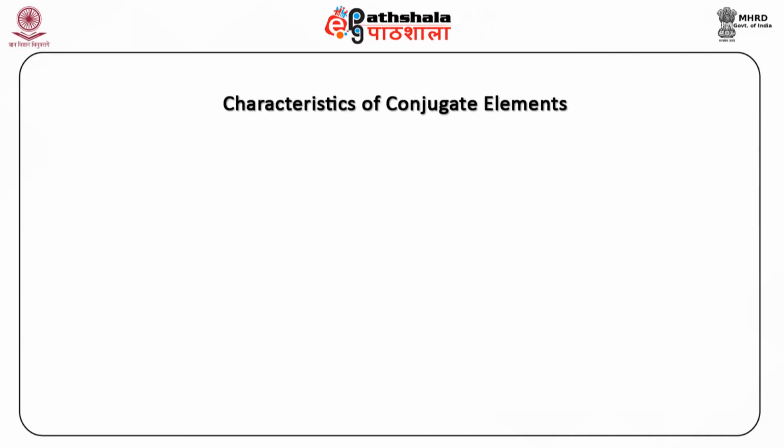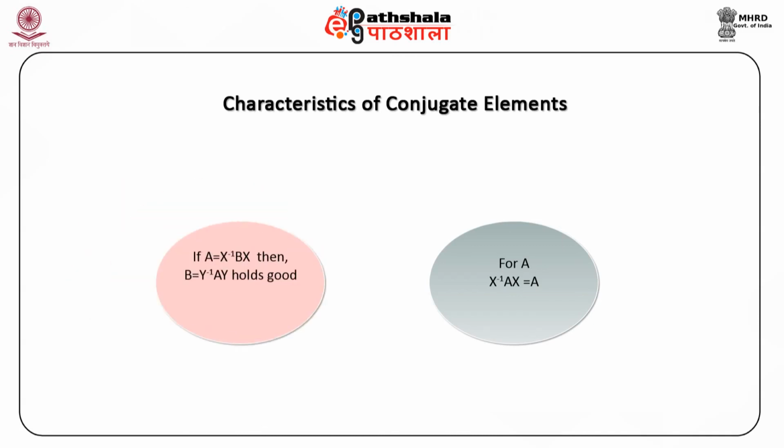The characteristics of conjugate elements are as follows. Every element is conjugate with itself, which means if we take element A, then it must be possible to find one element X in the group such that X inverse AX equals A. If A is conjugate to B, then B is conjugate to A, that is, A equals X inverse BX, then there must be another element in the group, say Y, such that B equals Y inverse AY holds good.